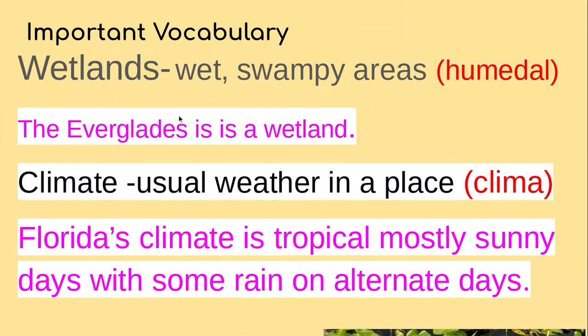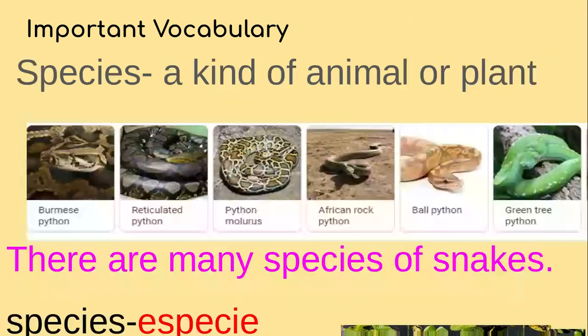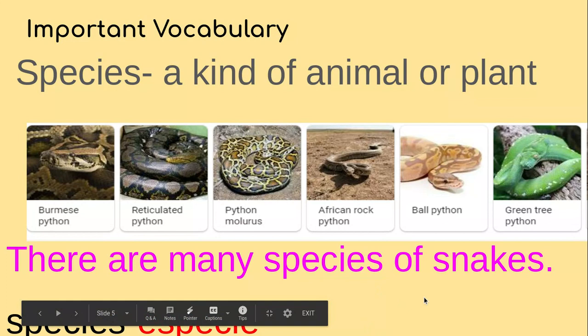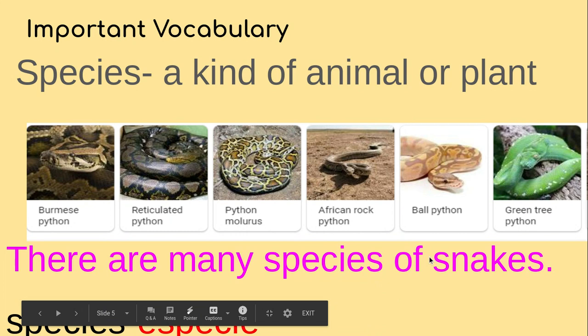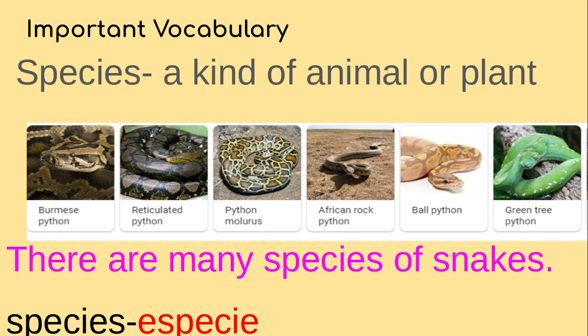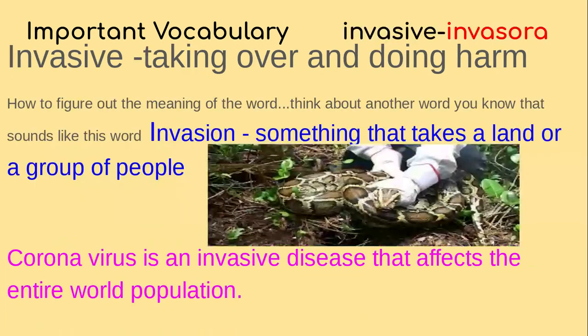All right, so another word is climate. The usual weather in a certain place. So Florida's climate is tropical. It's mostly sunny and it has some rain, but the usual climate of Florida is tropical where it's sunny. All right, so another word is species. It's a kind of animal or plant. So it's important to know that there's lots of many species of snakes. I know for me, I don't like any of them, but there are more dangerous species and species that aren't harmful to people just as long as you leave them alone. But there's many different species of snakes.